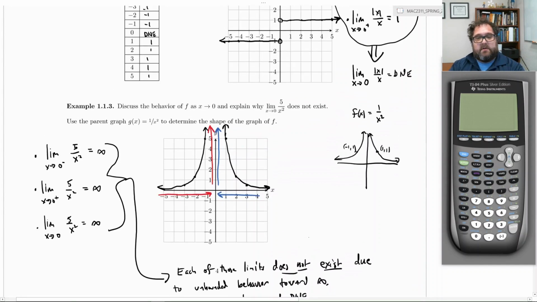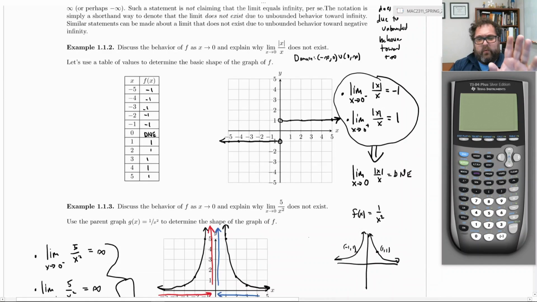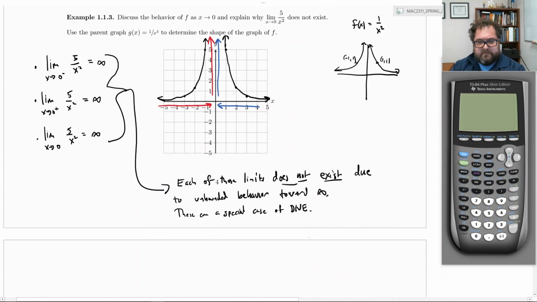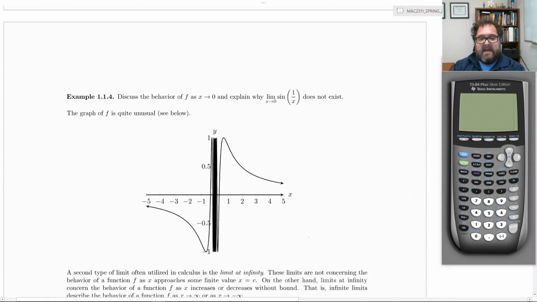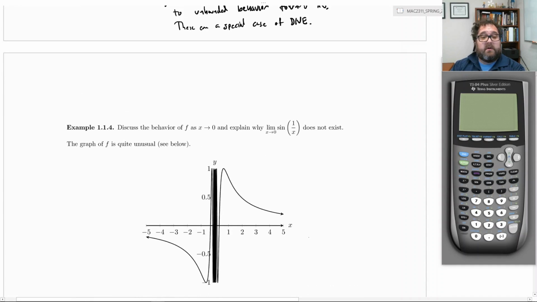Now, what was the third behavior that was associated with the non-existence of a limit? And this is the oscillation situation. So again, this is kind of a weird one. You don't see it very often, but here's an example of one. So discuss the behavior of f as x approaches 0, and explain why the limit as x approaches 0 of sine 1 over x does not exist.